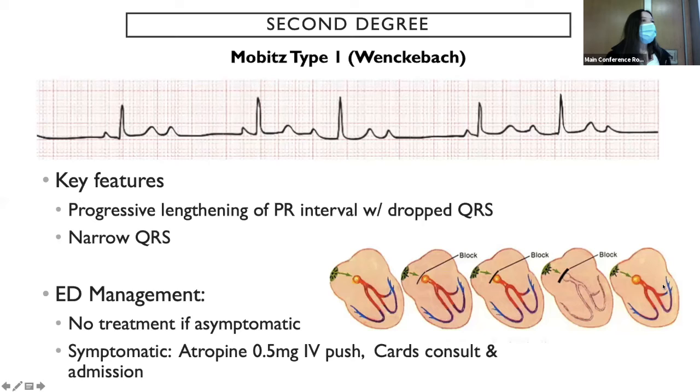So if the patient's asymptomatic, there doesn't need to be any treatment for this, but in some cases, the patient can be symptomatic. If the patient is symptomatic, you can use atropine to help, and the way you administer this is 0.5 milligram IV push, and you can give that every 3 to 5 minutes, up until the desired heart rate you want, or until you reach a max of 3 milligrams. And any patient, even if it's type 1, if they're symptomatic, they deserve a cardiology consultation.